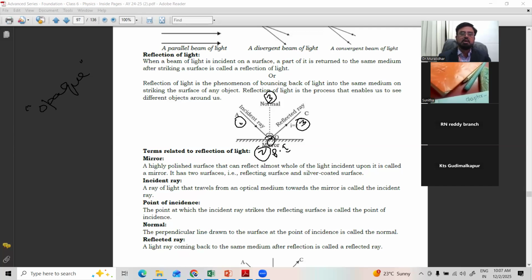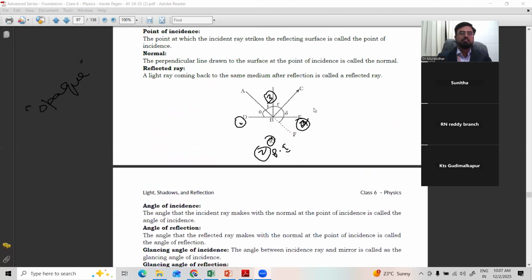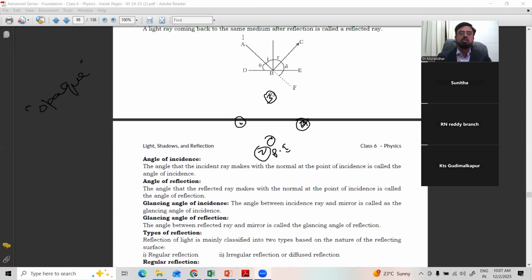Normal is the third one or the fourth one. So all these are the terms related to the property of reflection. Very, very important. Based on this one, you can define the law.